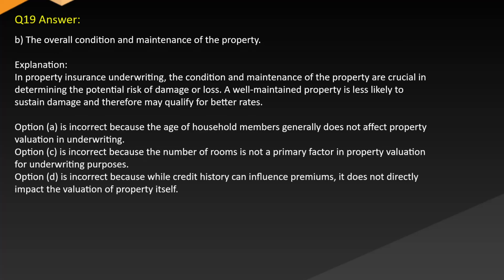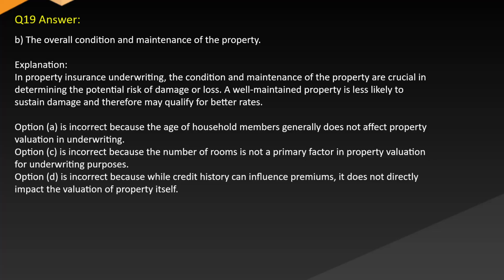Answer. B. The overall condition and maintenance of the property. Explanation. In property insurance underwriting, the condition and maintenance of the property are crucial in determining the potential risk of damage or loss. A well-maintained property is less likely to sustain damage and therefore may qualify for better rates.